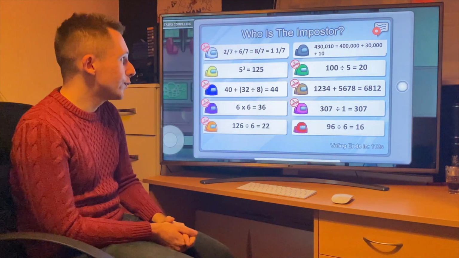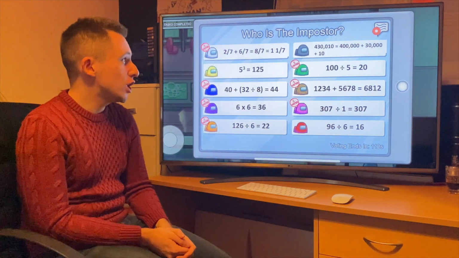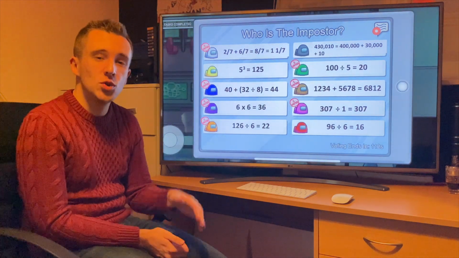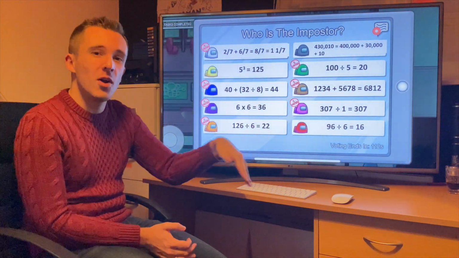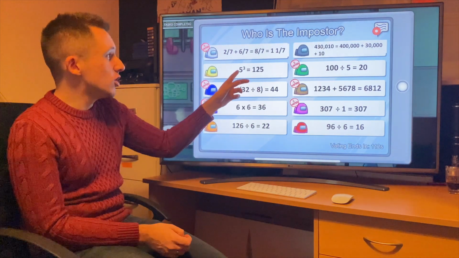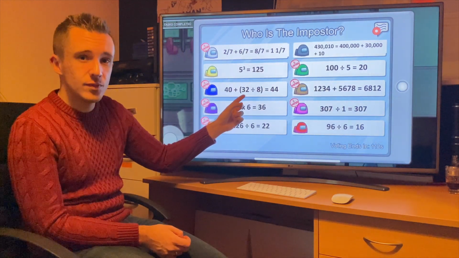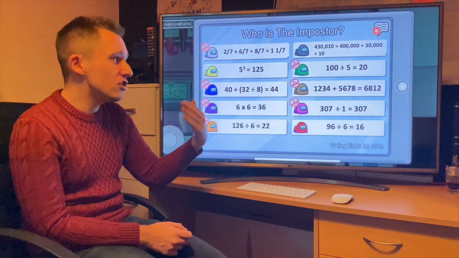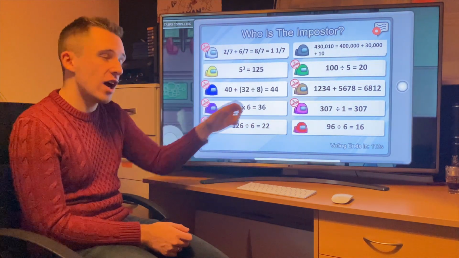That's correct too. This one here, 5 cubed equals 125. Remember, when you cube a number, you times it by itself and then by itself again. So you would do 5 times 5, which is 25. You take the 25 and times that by 5, which is 125.